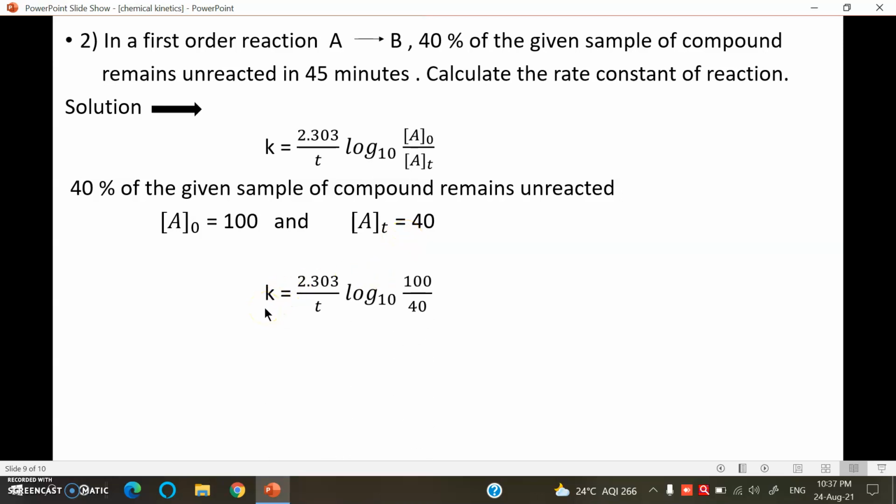So on putting the value, k is equal to 2.303 divided by t, that is 45 minutes, log to the base 10, 100 divided by 40. After substituting t as 45 minutes, k is equal to 0.02036 per minute.